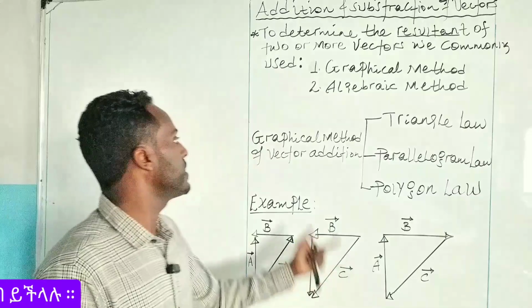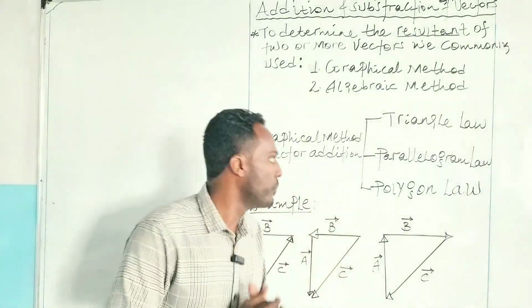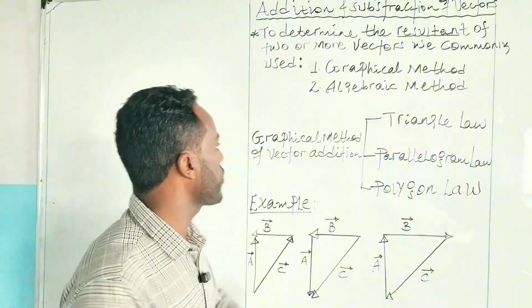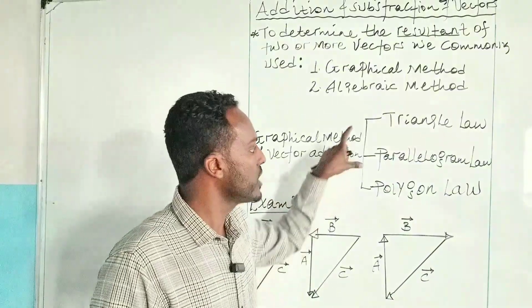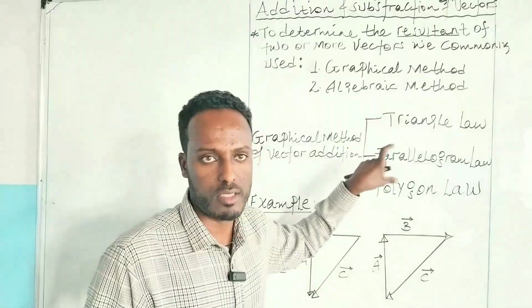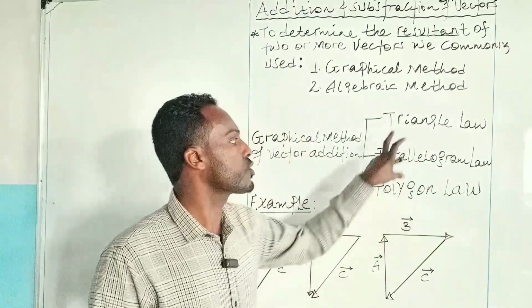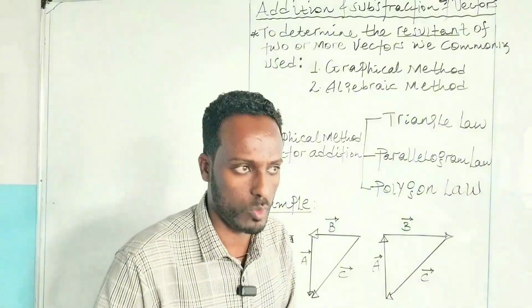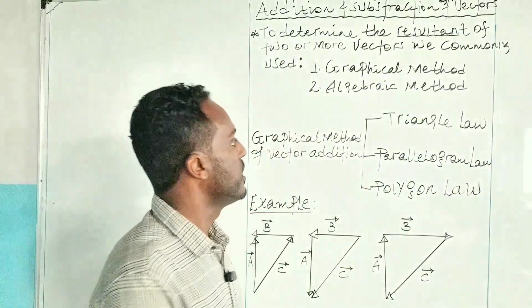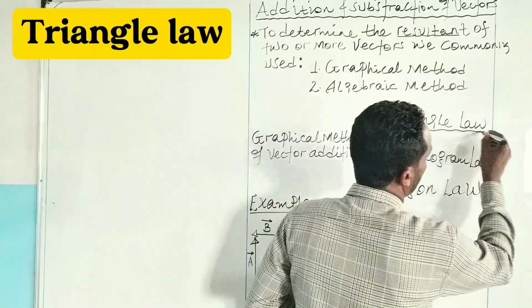So now let's see the graphical method of vector addition. Under this method, we have different techniques to combine two or more vectors. Let's see them one by one. The first one is the triangle law of vector addition.